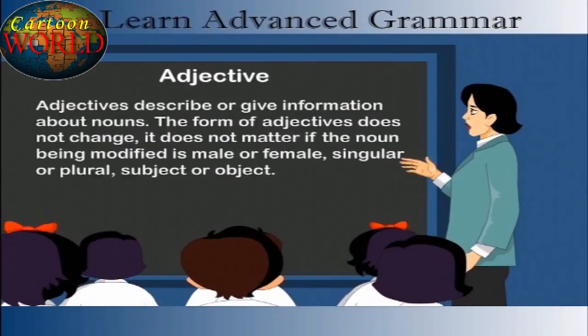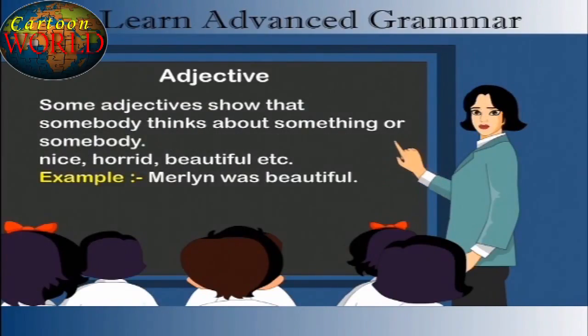Adjective. Adjectives describe or give information about nouns. The form of adjectives does not change. It does not matter if the noun being modified is male or female, singular or plural, subject or object. Some adjectives show what somebody thinks about something or somebody. Nice, horrid, beautiful, etc. Example, Merlin was beautiful.